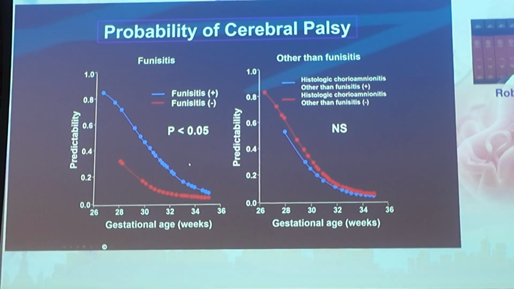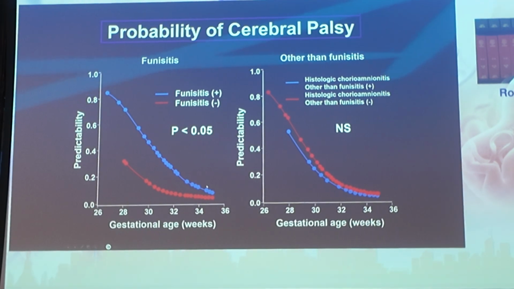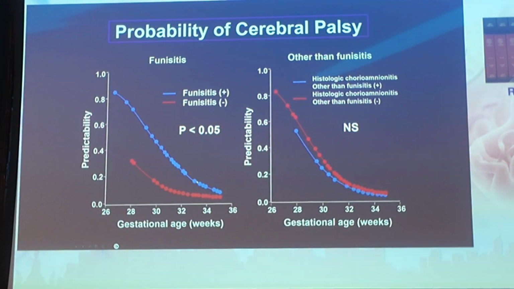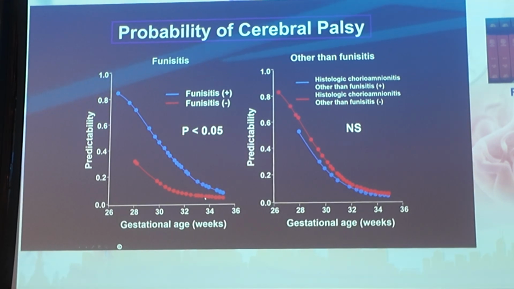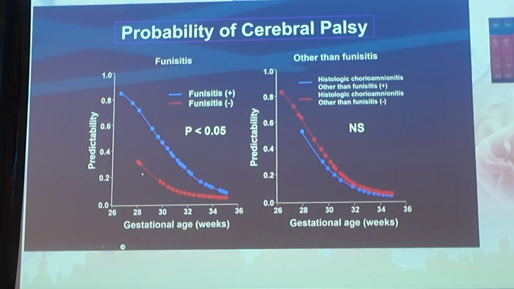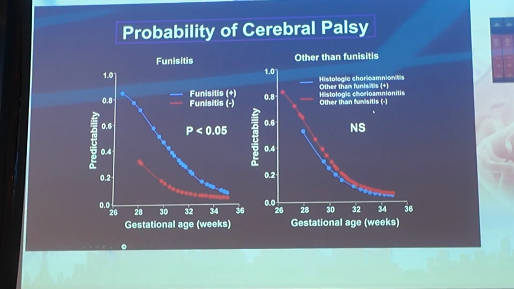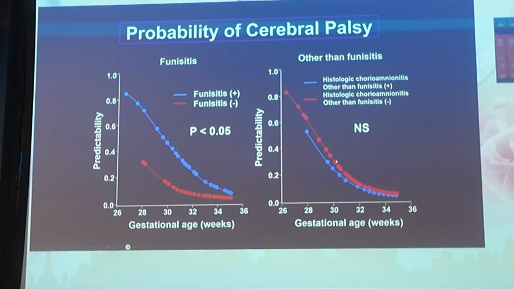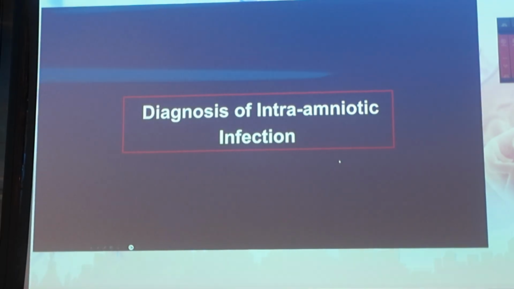Now, this occurs because the fetus develops neuroinflammation. You can see there is inflammation of the umbilical cord. The risk of cerebral palsy is greater if there is inflammation of the umbilical cord. And it has nothing to do with histologic chorioamnionitis, because acute chorioamnionitis is a maternal inflammatory response.